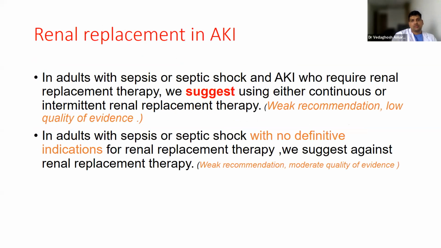Coming to renal replacement therapy, they suggested using either continuous or intermittent renal replacement therapy. With no definitive indications for renal replacement therapy, they suggest against using it. So they suggest it only for definitive indications like acidosis, hyperkalemia, pulmonary edema, anuria, or raised creatinine or uremia. Unless these are there, don't use renal replacement therapy.